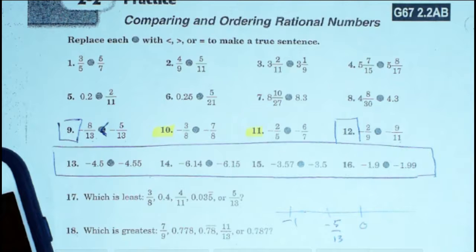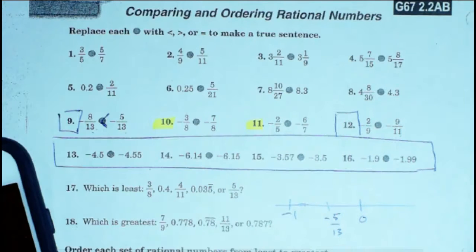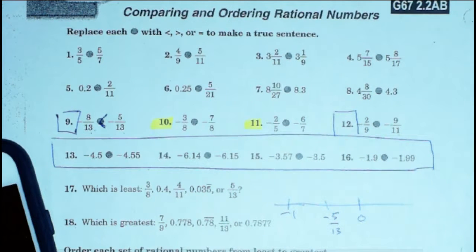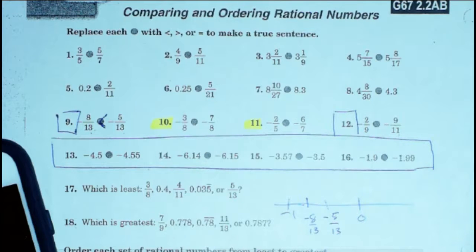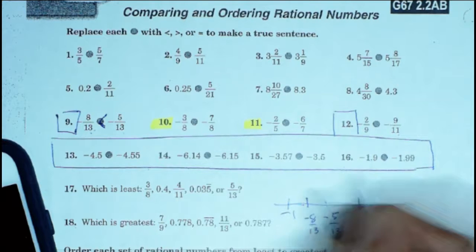See if I can't get that a little bit better on the cam. Okay, this one here is going to be somewhere maybe here, negative 8/13. It's not quite right, but it's as close as I can to be neat. But you can see that this one is closer to 0. The closer to 0, the larger the value. It's less negative. The farther away from 0, going in the negative direction, the more negative it is, the smaller the value.